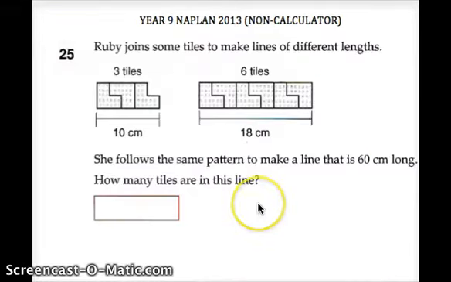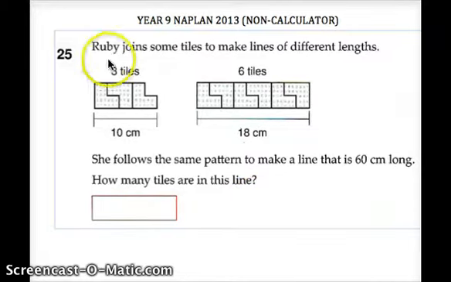Okay, this is question 25 of the 2013 non-calculator paper. Okay, Ruby joined some tiles together to make lines of different lengths. So she's got 3 tiles here, 1, 2, 3, and that's 10 centimetres long. And she's got 6 tiles here in the second shape. So we've got 1, 2, 3, 4, 5, 6. And that shape is 18 centimetres long.